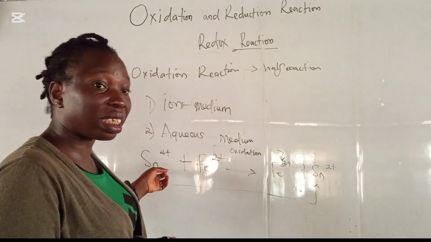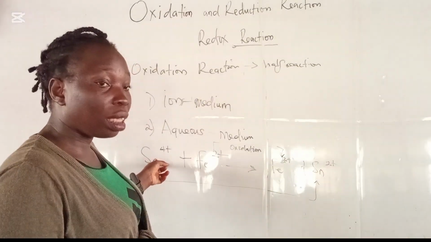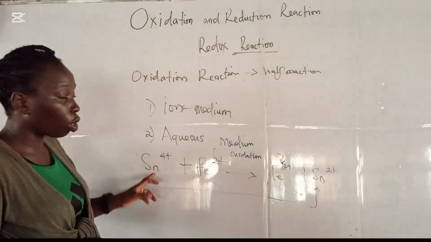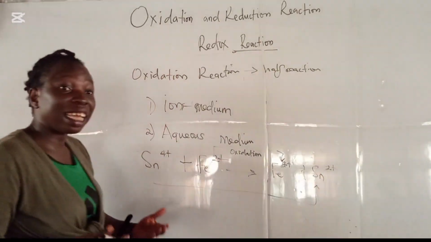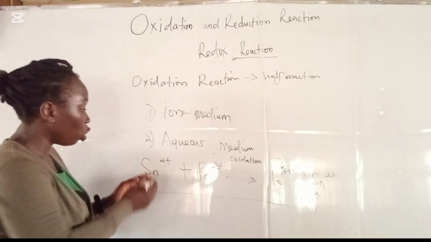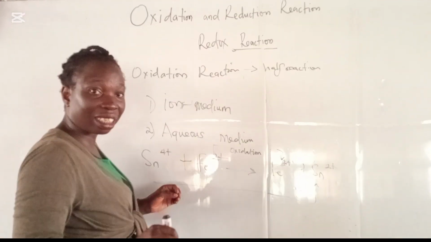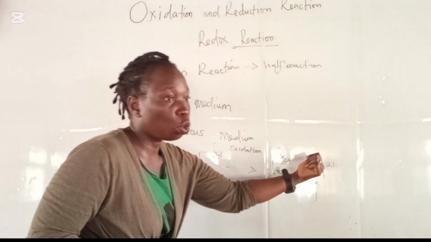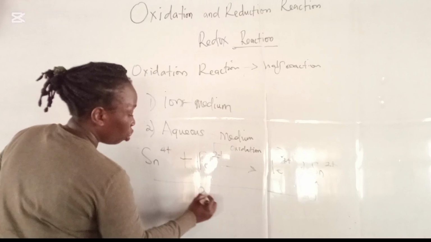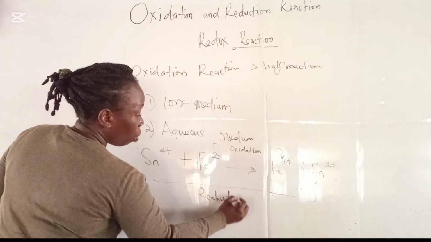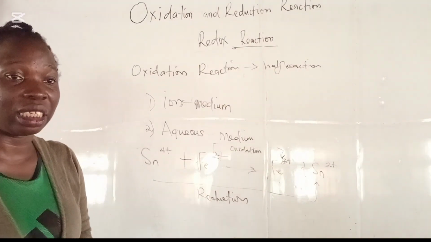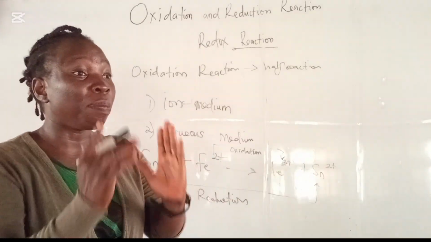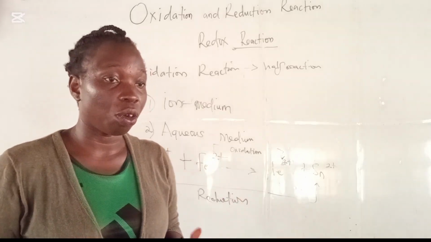Therefore, since Fe2+ oxidizes to Fe3+, it means Fe2+ is the reducing agent that has reduced tin, from Sn4+ to Sn2+. Moving from Sn4+ to Sn2+, there is a gain of electron, because the oxidation number has decreased from 4 to 2. This is reduction. So by the time you are able to differentiate between oxidation and reduction, balancing the reaction will be easy for us.